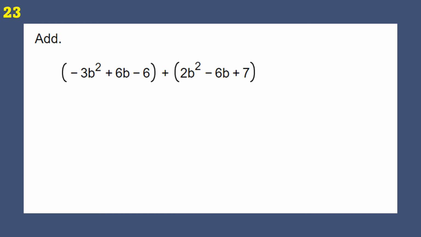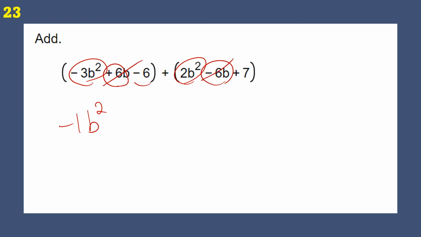We have 2 polynomials and we have to add them. That means we're just going to line them up and add the like terms. So the like terms there, I'm going to get negative 1b squared. Then we have like terms there and there that are going to cancel out. And the like terms there and there are going to be a positive 1.